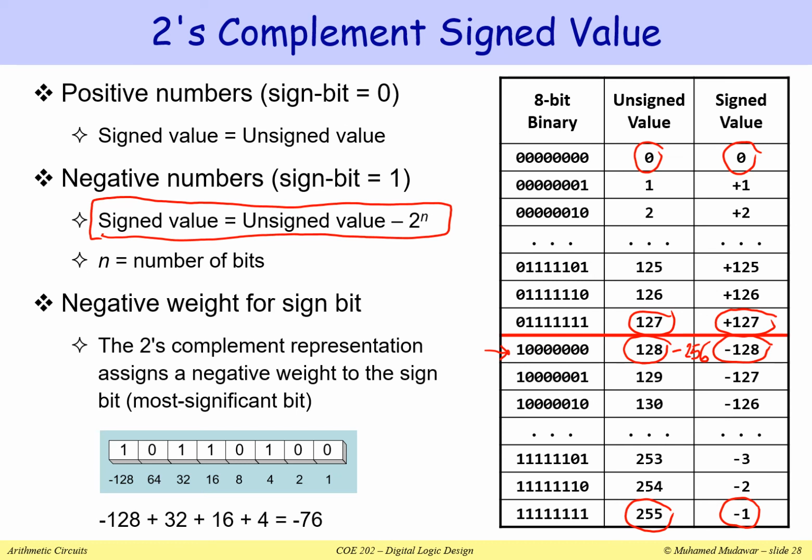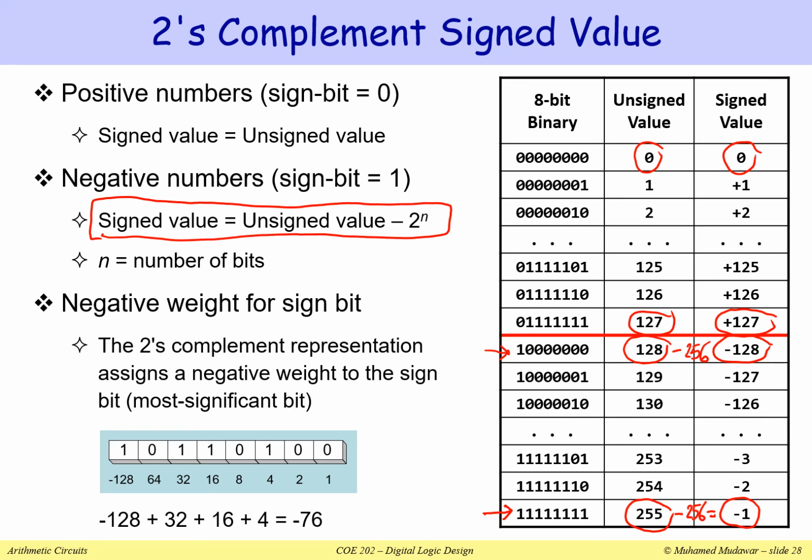If you look at this number here, it will have the value 255 if this number is unsigned. But if you would like to find the signed value, you have to say minus 256. So 255 minus 256 will give you minus 1. So that's one way to obtain the signed value.